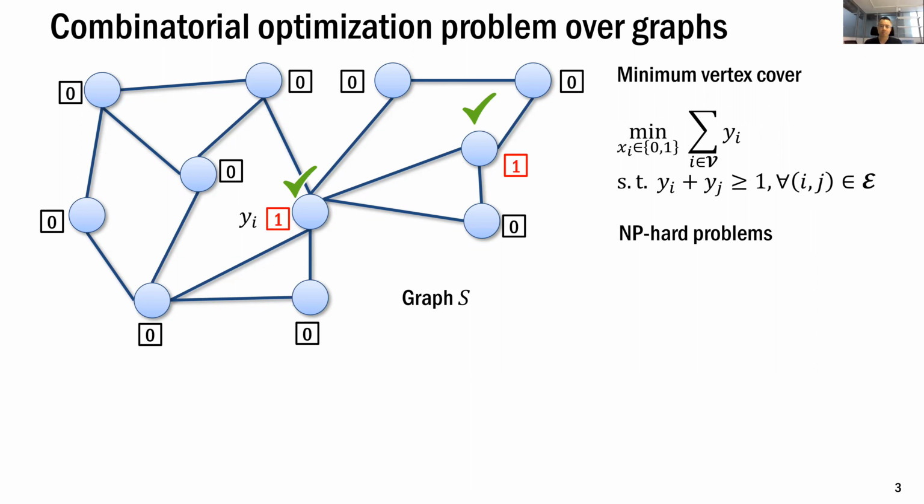So the problem is very simple. You have such a network. What you want to do is select a set of nodes. If a particular node is selected, we assign a variable y equal to 1 to it. If it's not selected, then it's going to be 0. We want to select as few nodes as possible, but we want to make sure that for each edge in the network, at least one end of the edge is selected. This constraint enforces that for the two ends of the edge, at least one end is selected. It's such a simple problem, but it's an NP-hard problem.